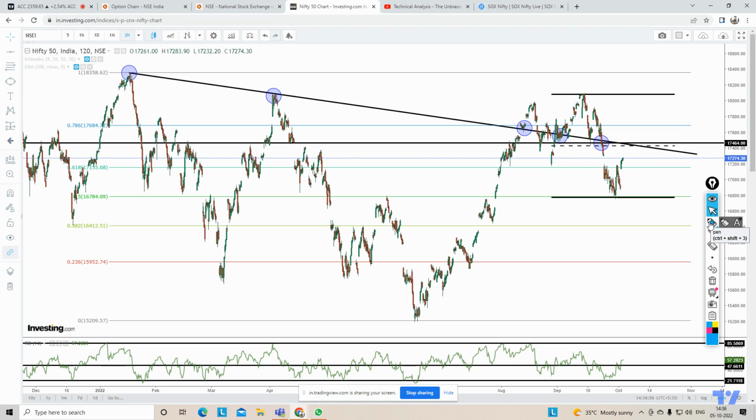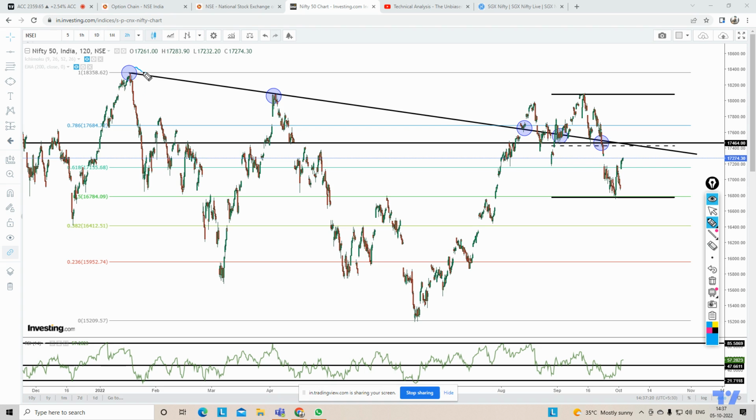So this is a Nifty 50's 2 hour chart, and this is the spot chart, cash segment chart. To begin the video, we are going to discuss three parameters which you are seeing on the screen as of now. So the first parameter is this trend line. And we all know that Nifty was respecting this trend line.